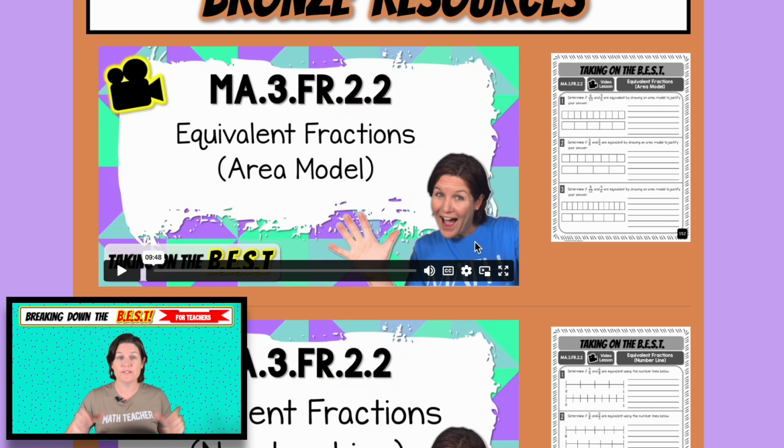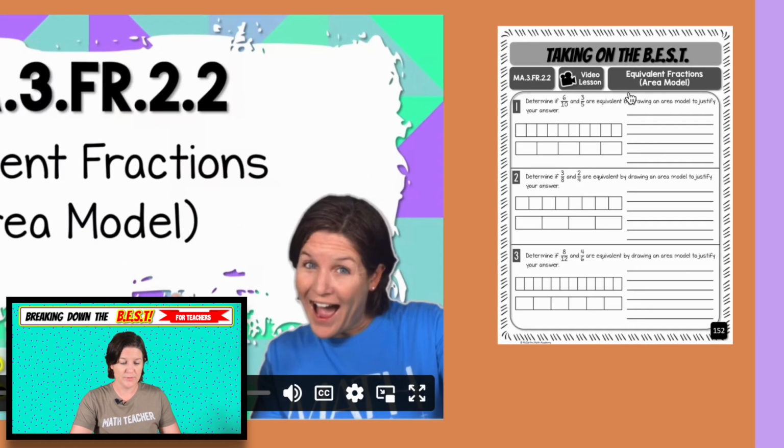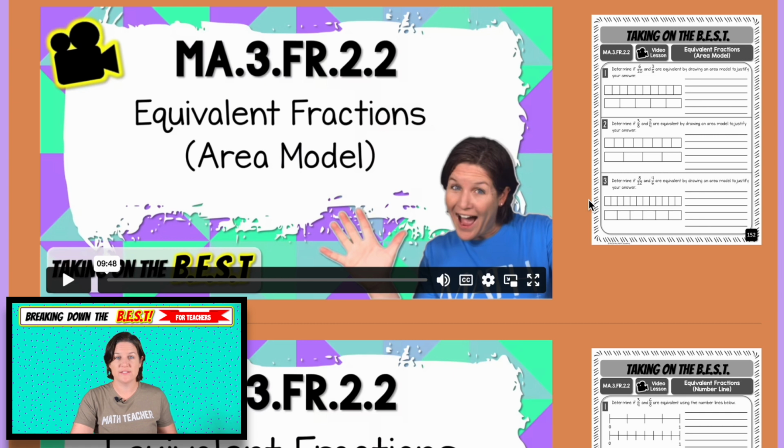These are your video lessons and student guides. This is where students can watch the video lessons and pause the videos to record the same notes onto their paper. So you can see right here, it says determine if 6/10 and 3/5 are equivalent by drawing an area model to justify your answer. And you can see the area model has been provided and it's marked and it's scaled appropriately. All they have to do is shade in 6/10 and 3/5 to determine, to justify if they are indeed equivalent. When we get to the silver resources, you'll get to see it a little bit larger there.